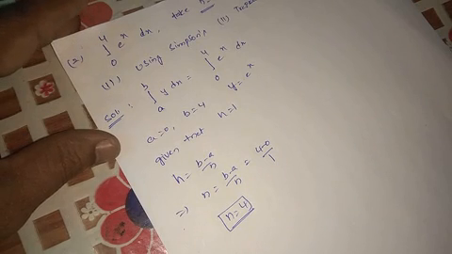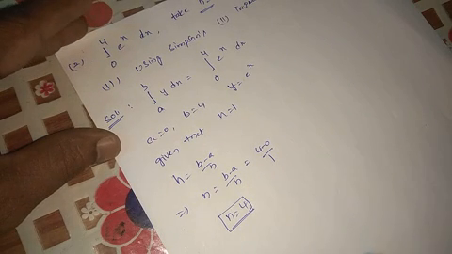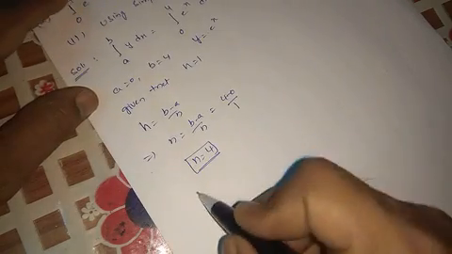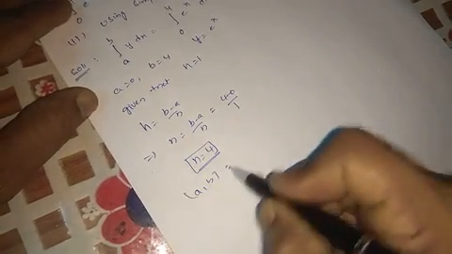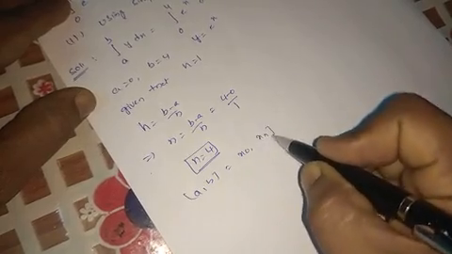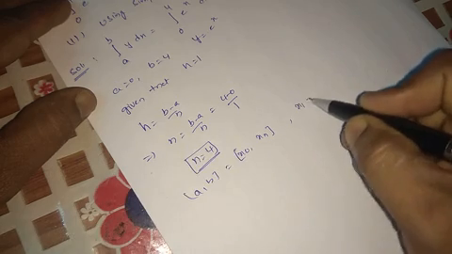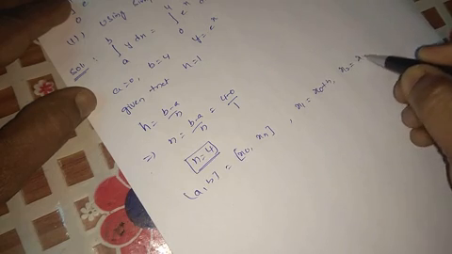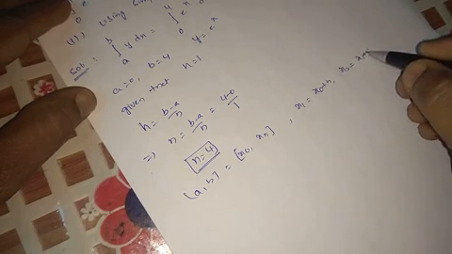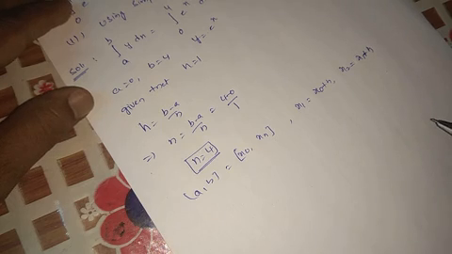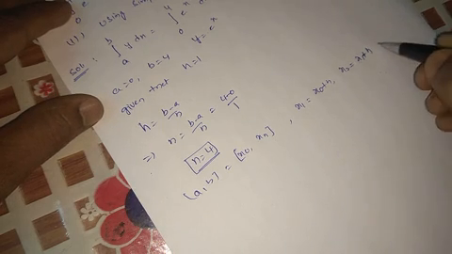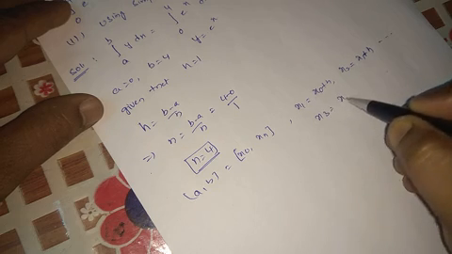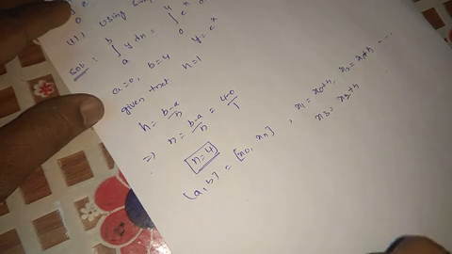So we create a table. What is the form? The limits a to b are x0 to xn. And x1 is nothing but x0 plus h. x2 is nothing but x1 plus h, and so on. Then x3 equal to x2 plus h and so on.